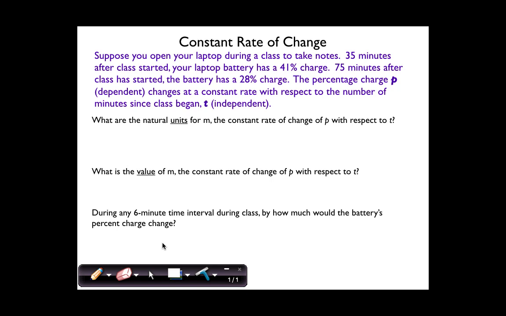And then a third question: during any 6-minute time interval during the class, by how much would the battery's percent charge change? By how much would it vary? By how much would it, in fact, decrease? That's what we're talking about. So take a couple minutes, compare notes with a neighbor. Make sure you think about the two key relationships we have for constant rate of change.